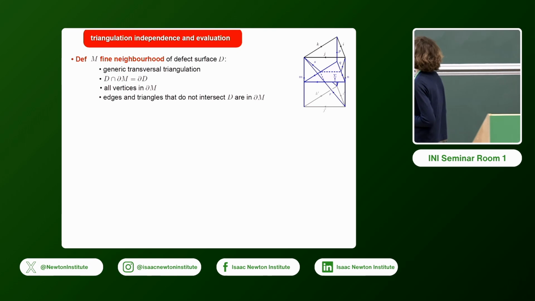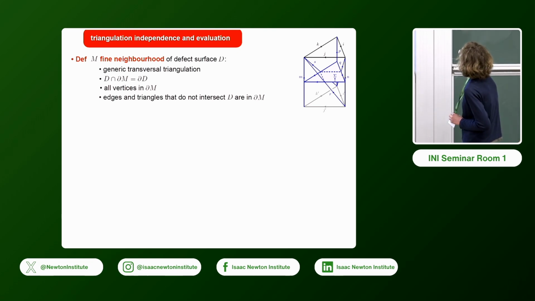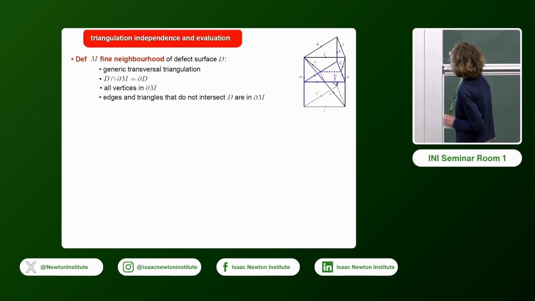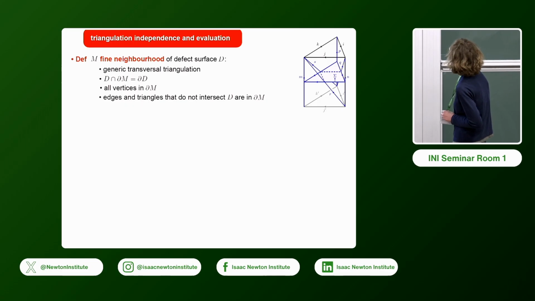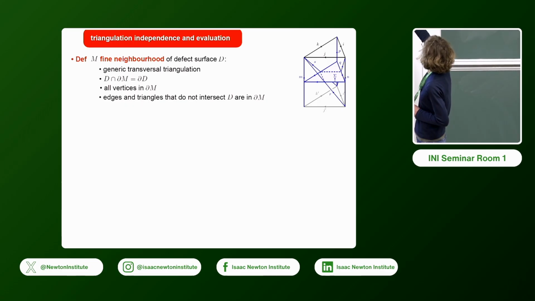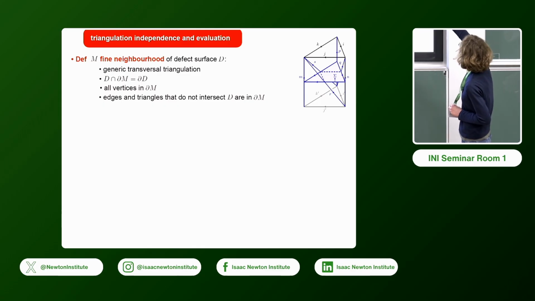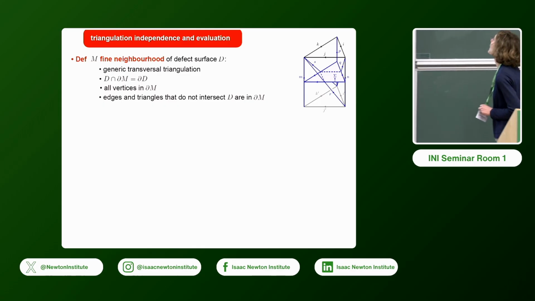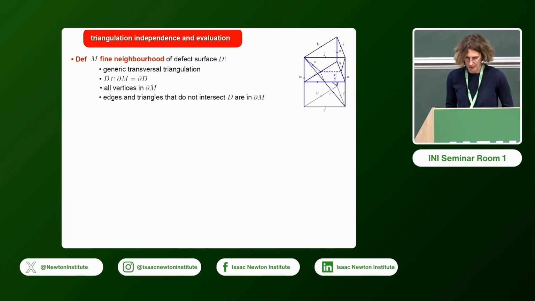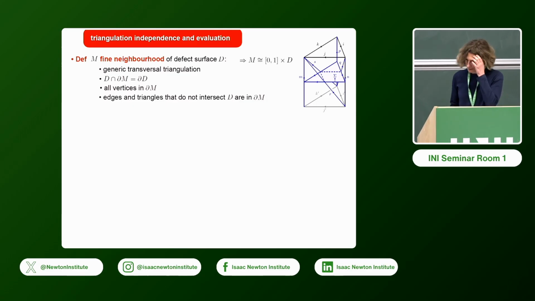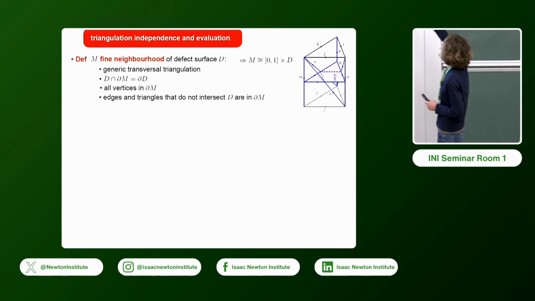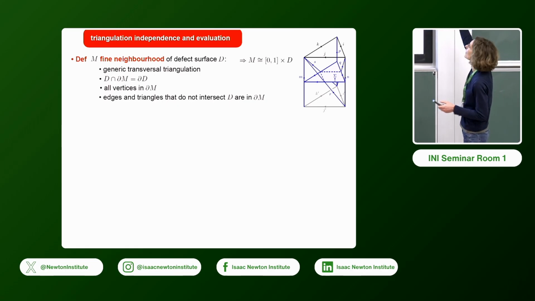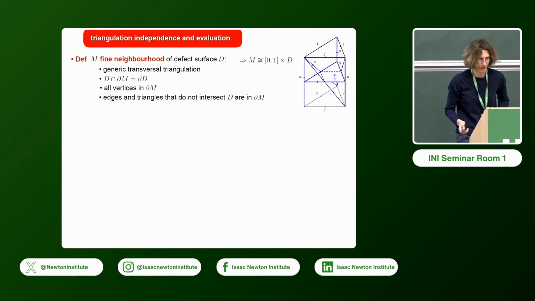So here I've sketched this. So basically we have triangles and we have tetrahedra. All the tetrahedra intersect the defect surface, and the triangles that do not intersect the defect surface are just in the boundary. So it's like a small interval times the defect surface. So it's forbidden, for example, to take two of these triangles in the boundary and just glue them together. The only things that are glued are the things that intersect the defect surface.